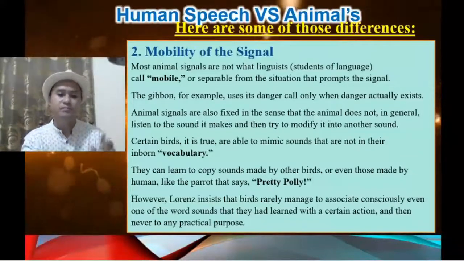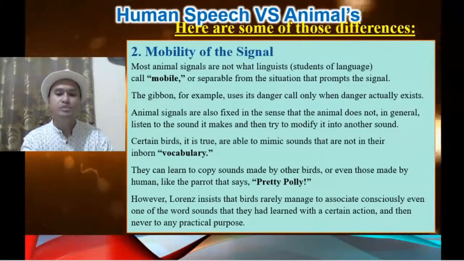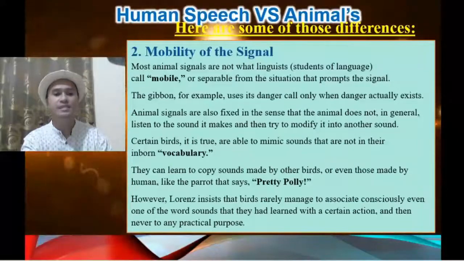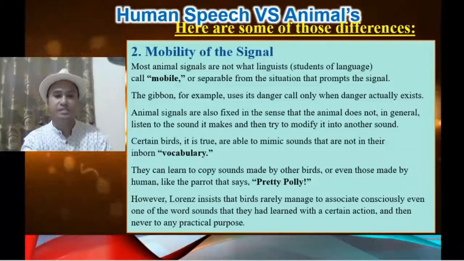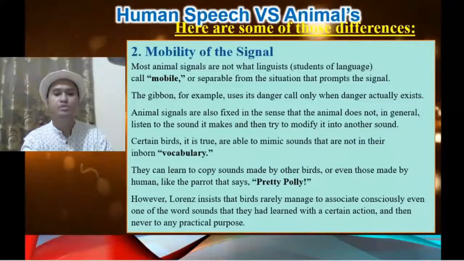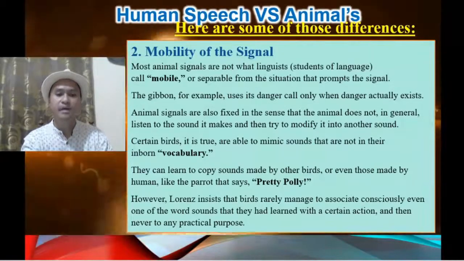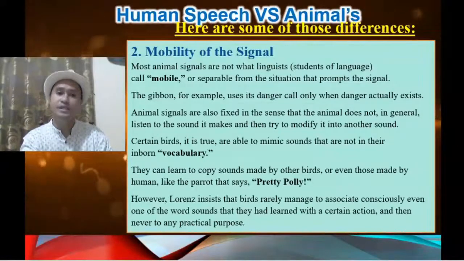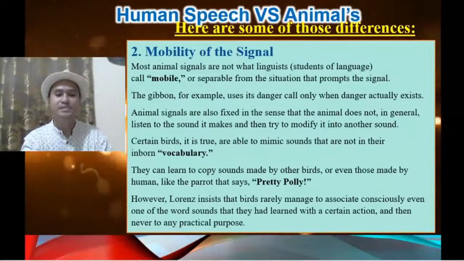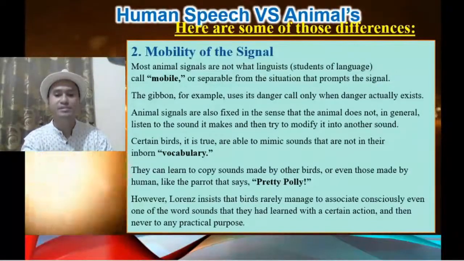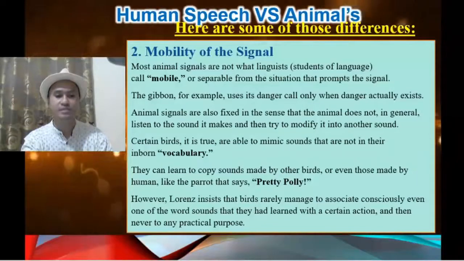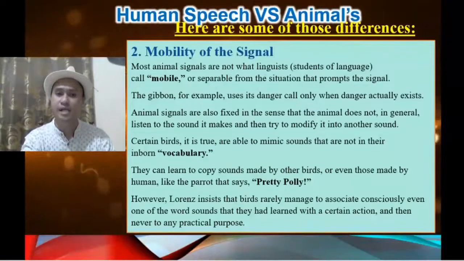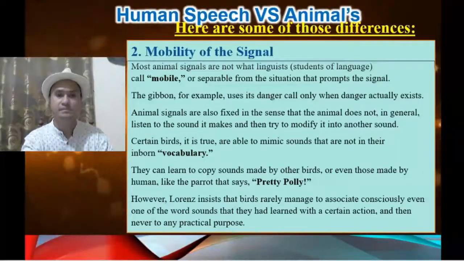Certain birds, it is true, are able to mimic sounds that are not in their inborn vocabulary. They can learn to copy sounds made by other birds or even those made by humans, like the parrot that says, "Pretty Polly." However, Lorenz insists that birds rarely manage to associate consciously even one of the word sounds that they have learned with a certain action, and then never to any practical purpose.